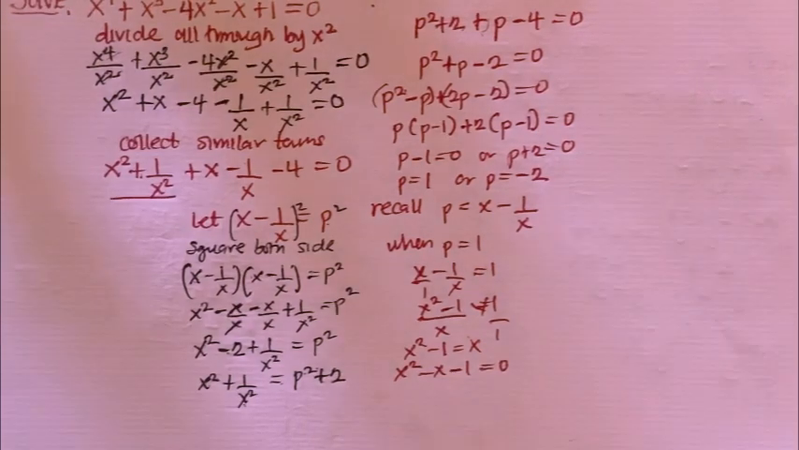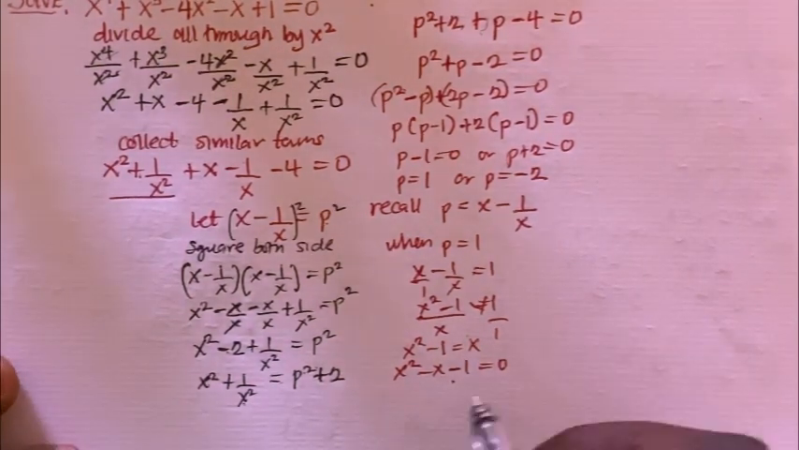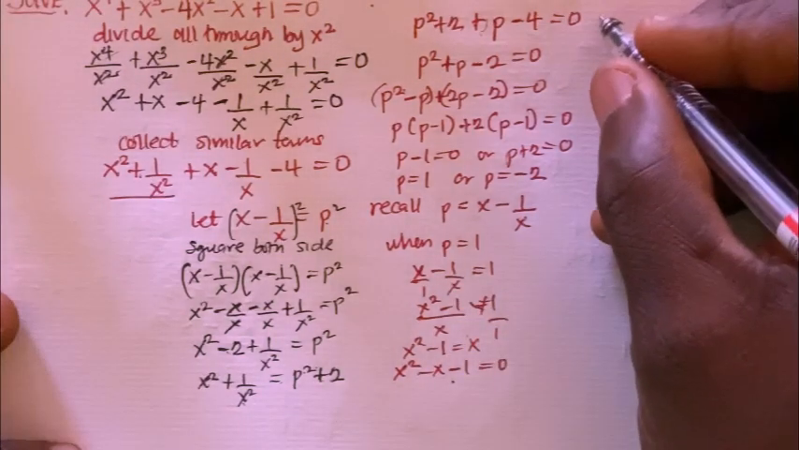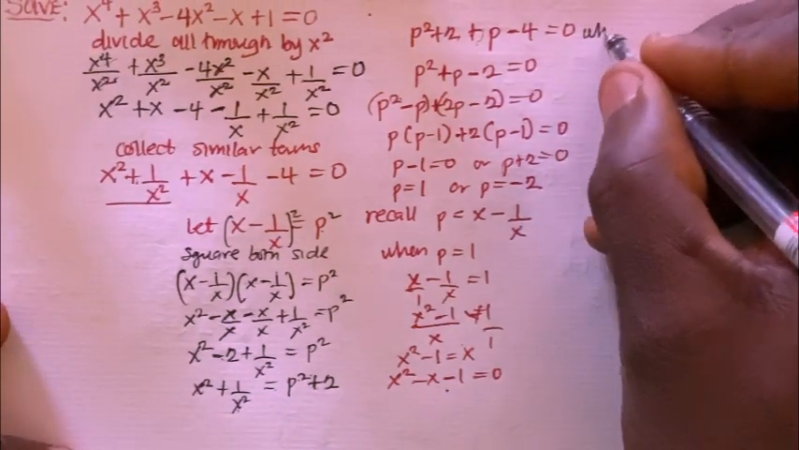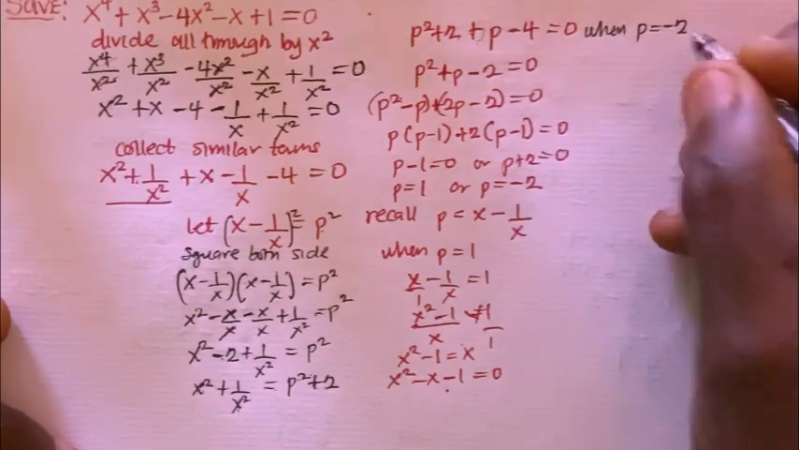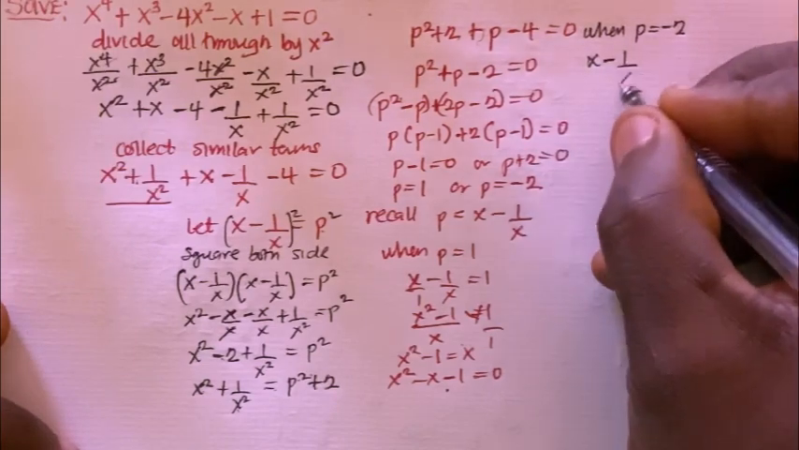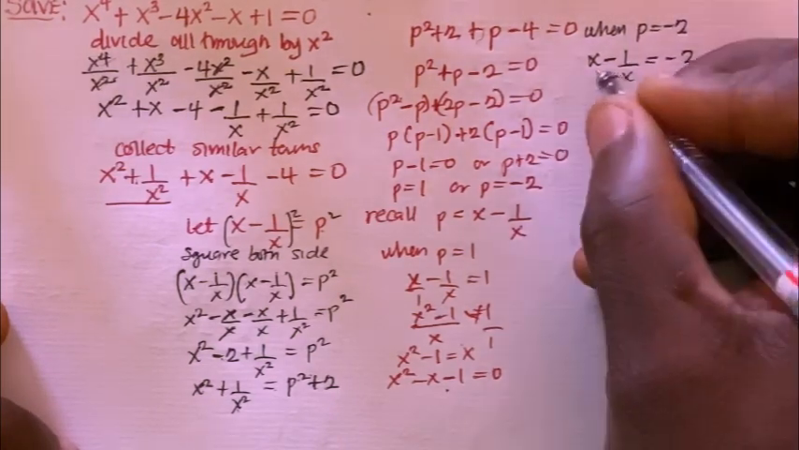That's 0. So now in this case, we are going to solve this using quadratic equation. So now the next one, similarly, we are going to say when p equals minus 2, then what do we have? We are going to have x minus 1 over x equals minus 2.